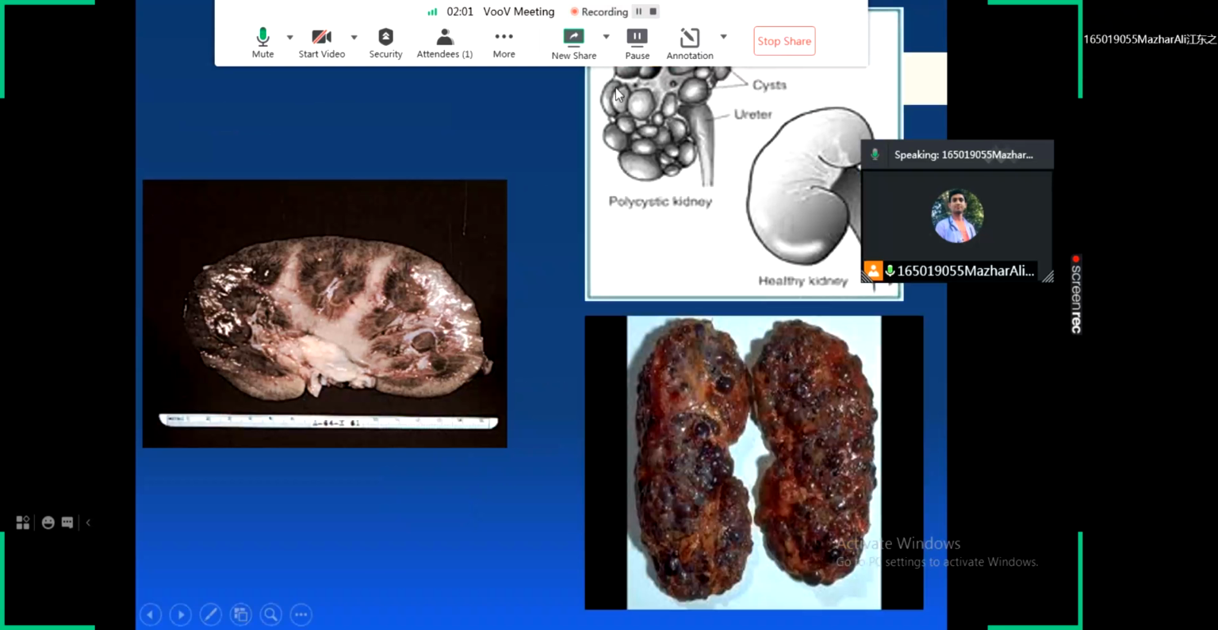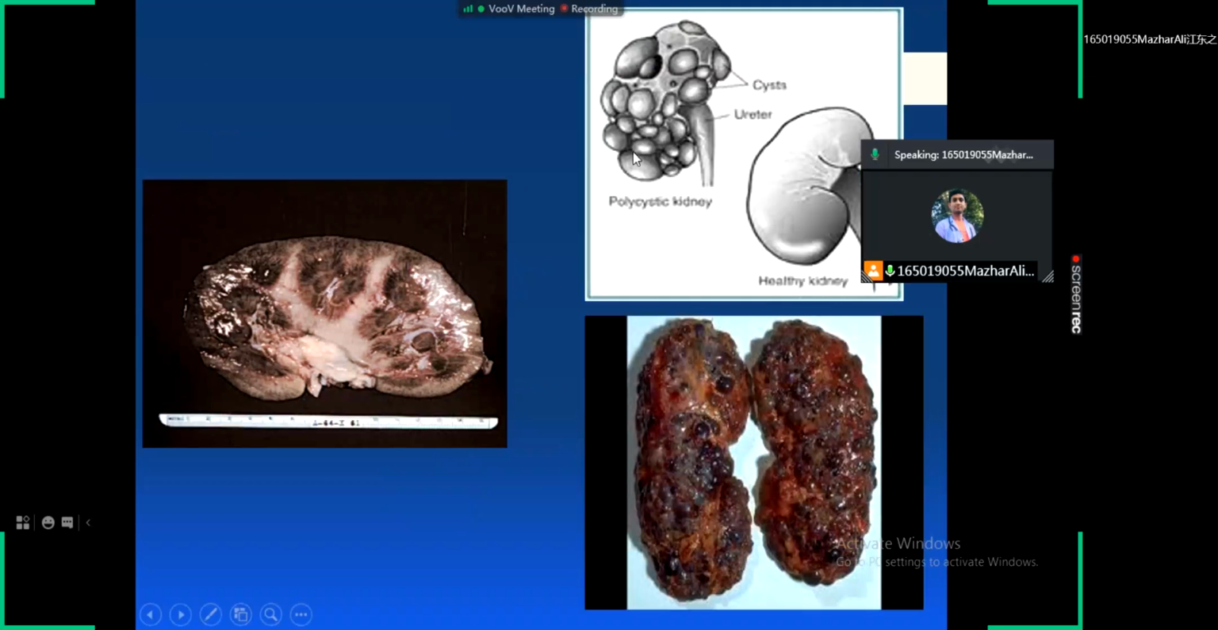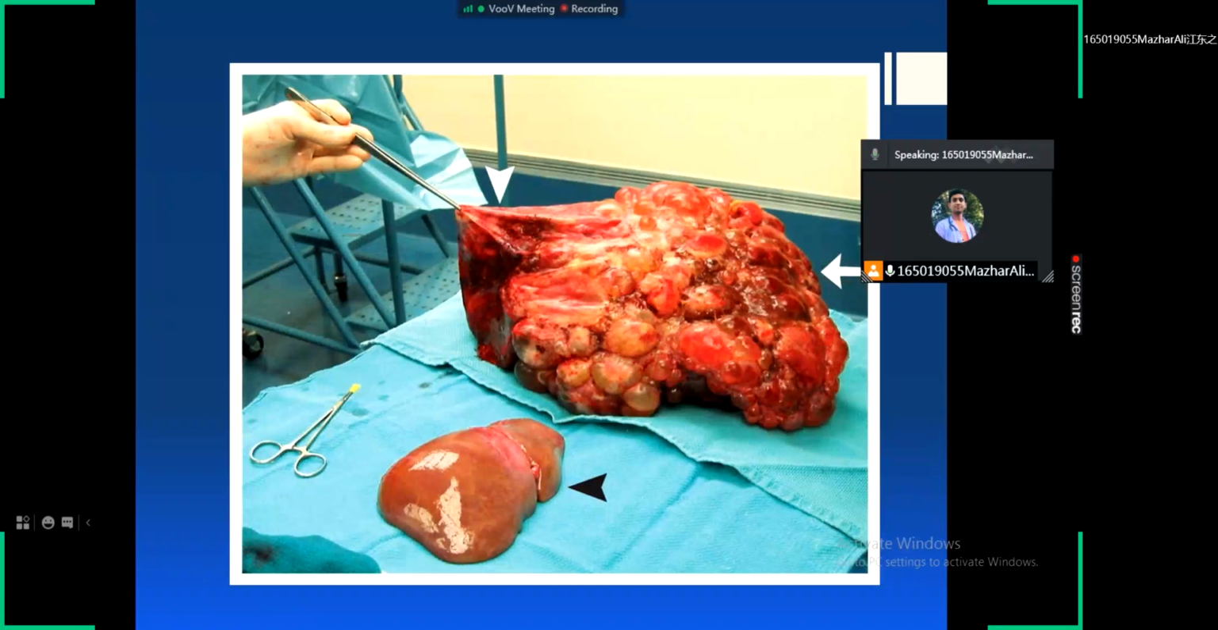And then you can see in the picture that there is a cyst. This will be polycystic kidney disease. It's a congenital condition in which there is formation of cysts. As you can see in the picture below, there are a lot of cysts. This is a healthy kidney and this is a cystic kidney. This is polycystic kidney disease, a congenital genetic defect of the gene. In this picture, the surgeon removed the cystic kidney from the body.